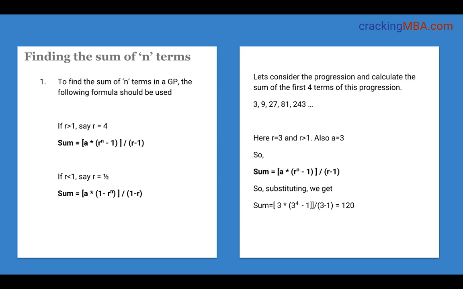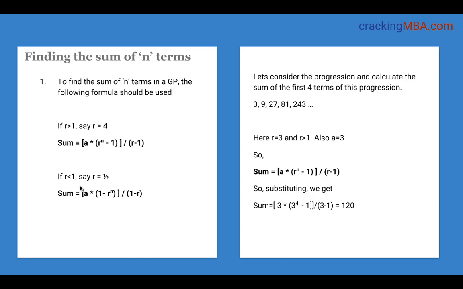So if it is greater than 1, then we have a different formula for the sum, and if it is less than 1, we have a different formula. Okay, so here, if r is greater than 1, for example r is equal to 4, a number greater than 1, the ratio is greater than 1, we get the sum is equal to a into r power n minus 1 by r minus 1.